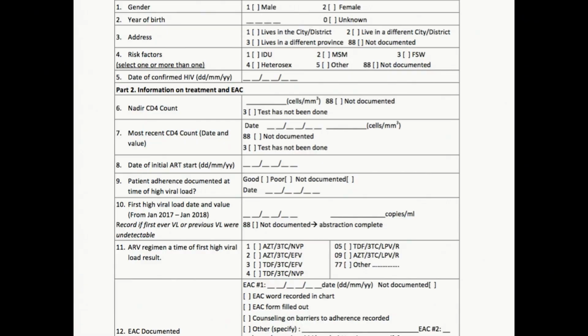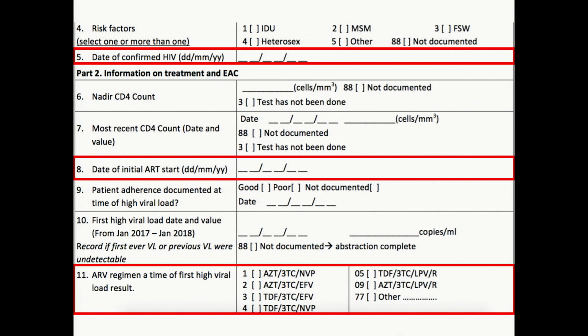And so to collect all this data, we used a data collection tool. This is the first half of our form, and I want to draw your attention to the 3 that are highlighted in red. The date that you have confirmed HIV, so how long you've been HIV positive, because that can tell you a lot about their capacity and their understanding of their disease.